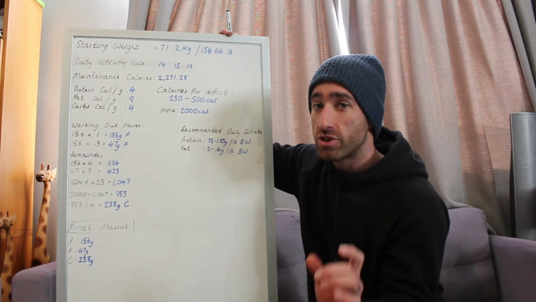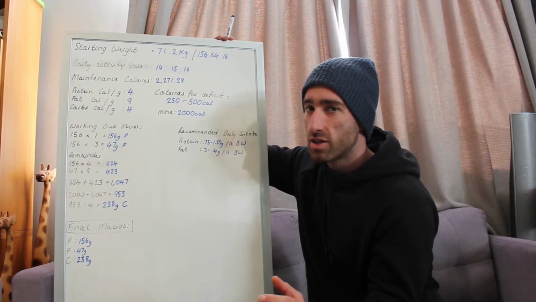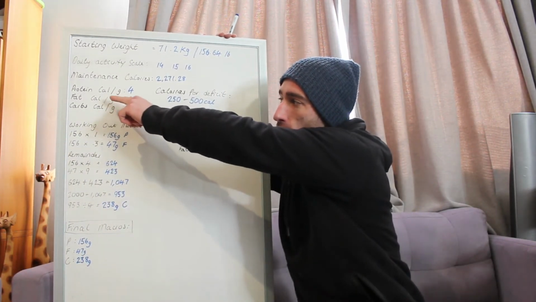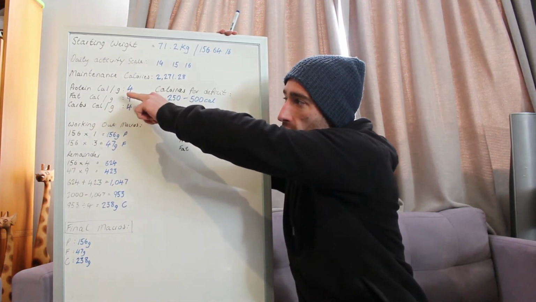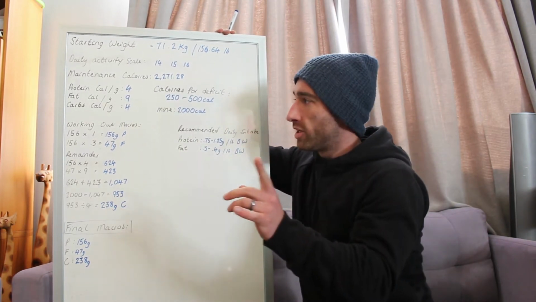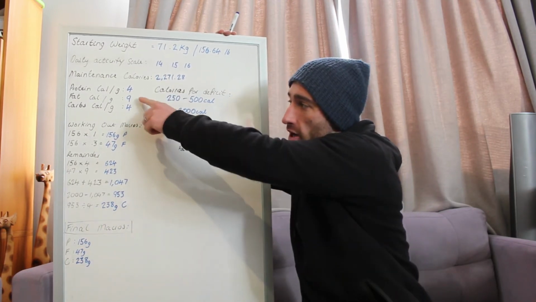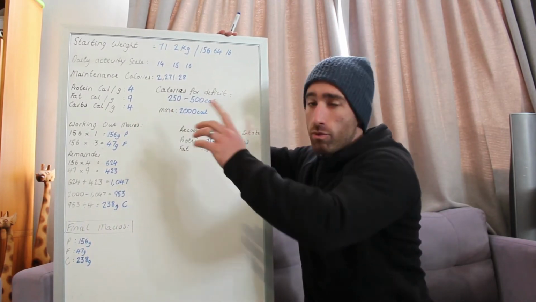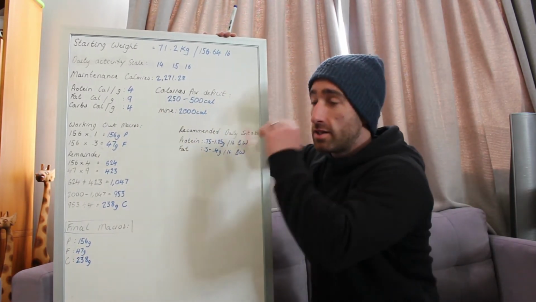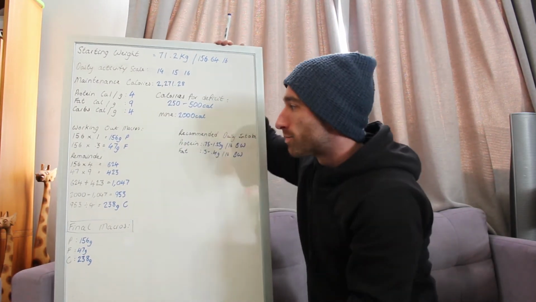So this is working out your actual macros. Just before we kick into calculating your macros, the calories per gram of protein equals 4. So if you have 1 gram of protein, it will equal 4 calories. If you have 1 gram of fat, it will equal 9 calories. And then 1 gram of carbohydrates equals 4 calories. That is important to keep in mind when you're doing your macros.